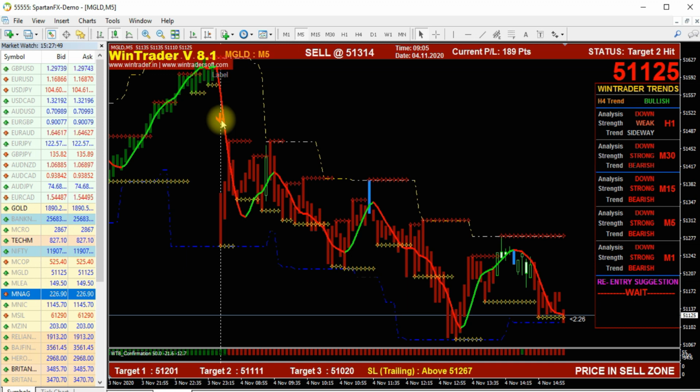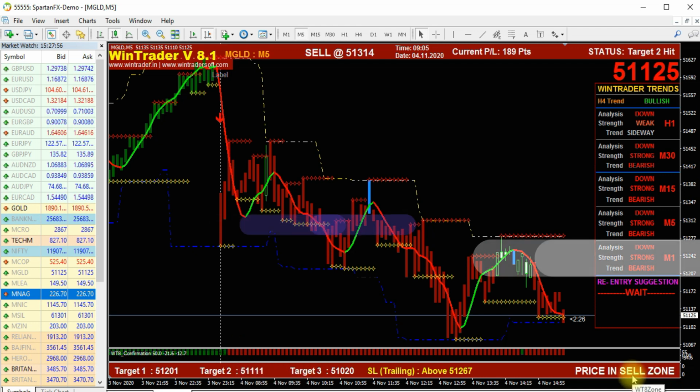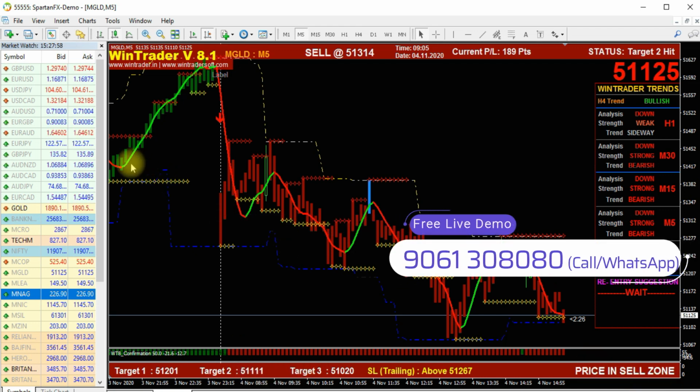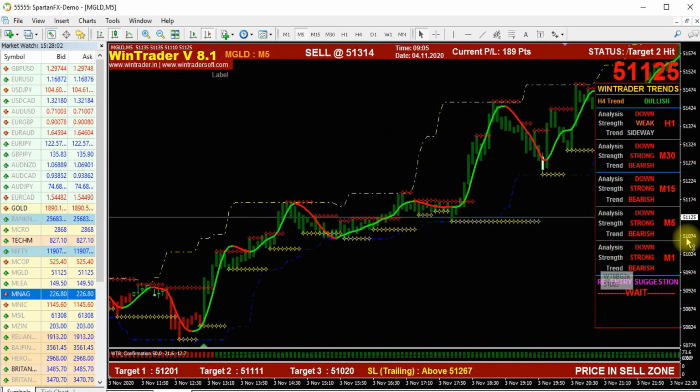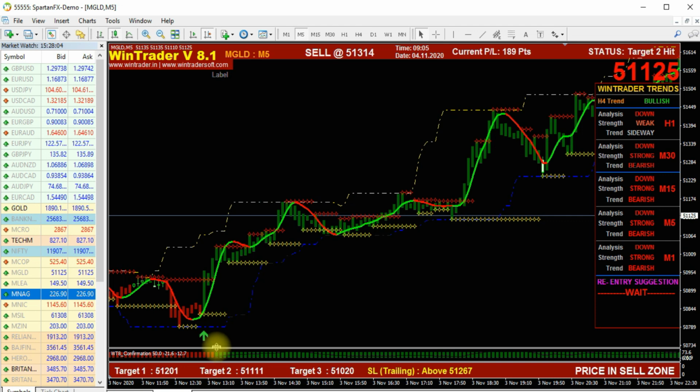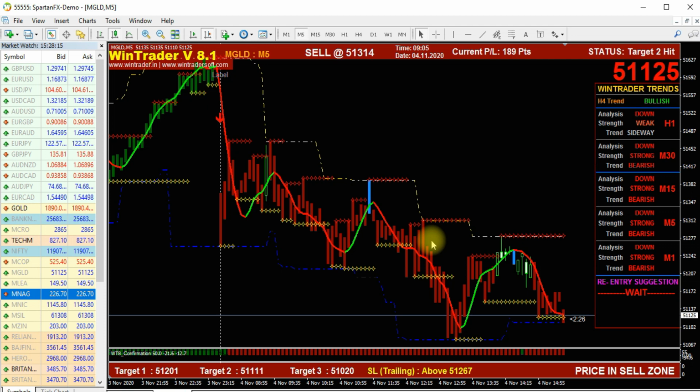If it's a sell, this candle color must be red, the bar color must be red, and the price must be in the sell zone. Same if it's a buy signal: after the green up arrow, the bar color turns green, this candle color turns green, this bottom bar color must be green, and the price must be in the buy zone at that time. So these three confirmations are always our confirmation parameters.